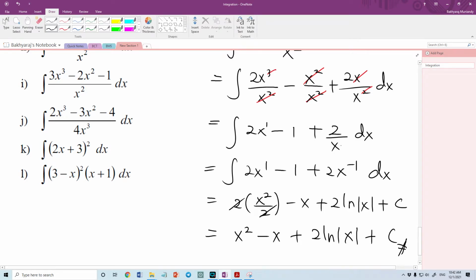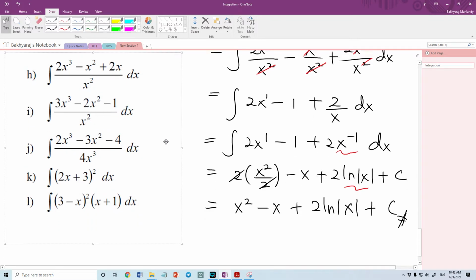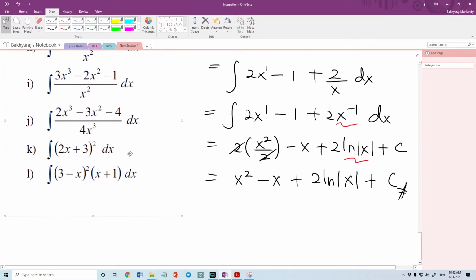What I did here, the only thing I need to be careful about is when I see a power of negative 1, I need to convert it to log. So here you see negative 1, I convert it to log x. Okay, so that is for 1H. Next I continue with 1I.